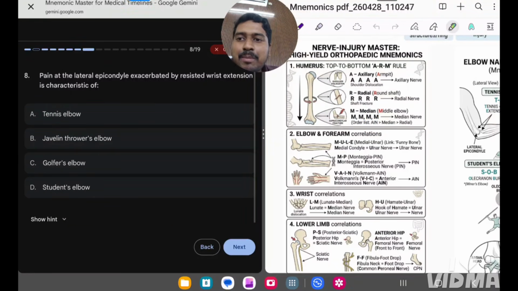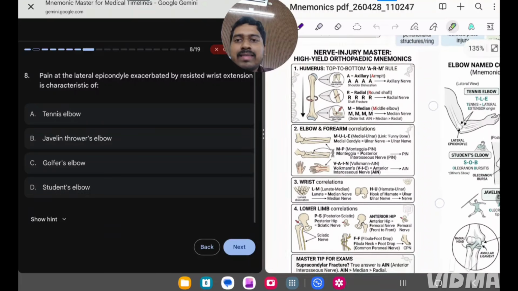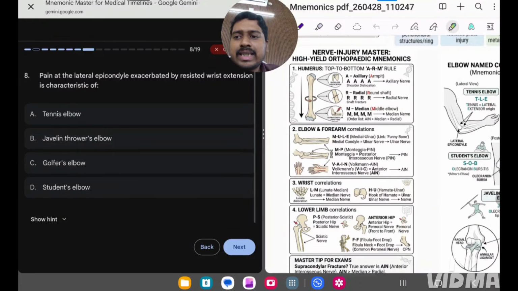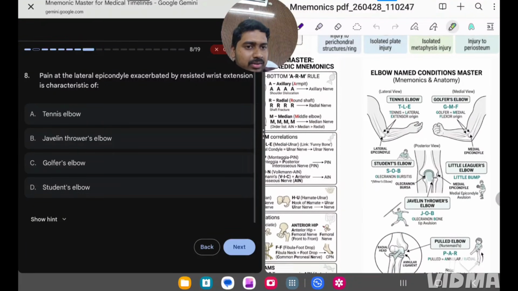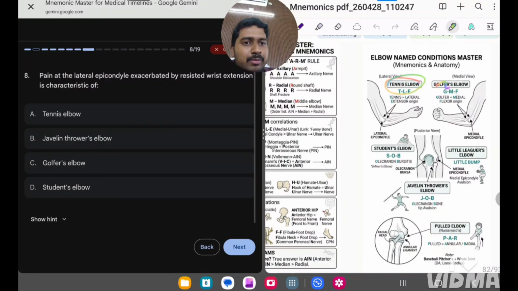Okay. Next, pain at lateral epicondyle, exacerbated by resisted wrist extension. Which elbow is this? Okay. So for this also we have a mnemonic. If it is tennis elbow, the mnemonic is TLE, T for tennis, LE for lateral extensor. If it is golfer's elbow, it is GMF, golfer's medial flexor. Here it is lateral extensor, here it is medial flexor.